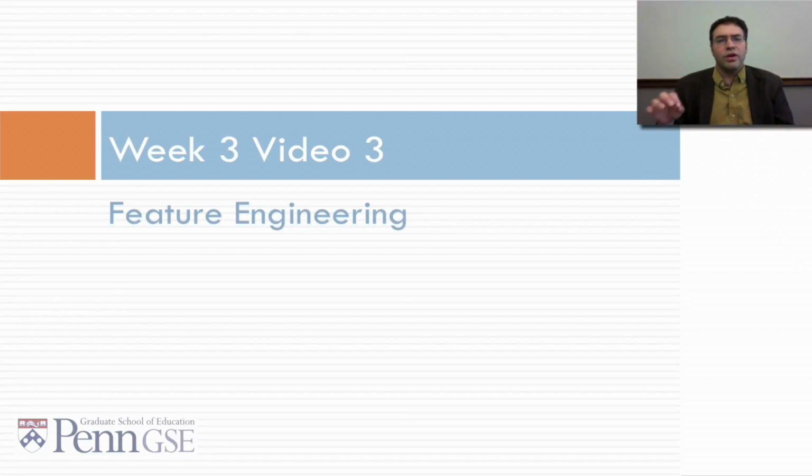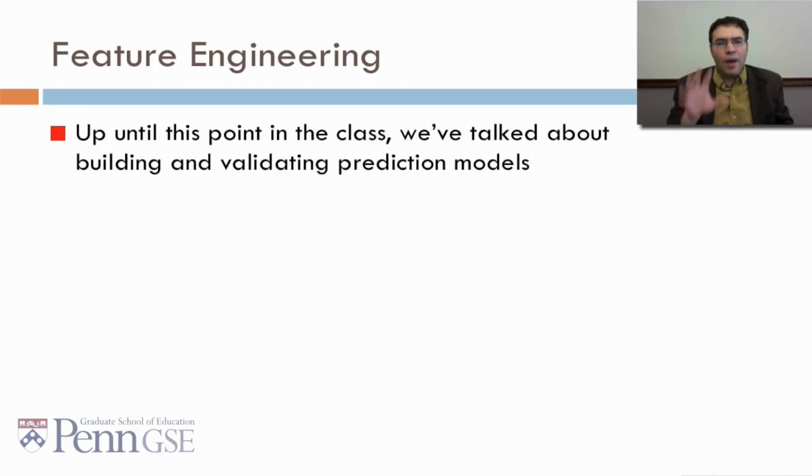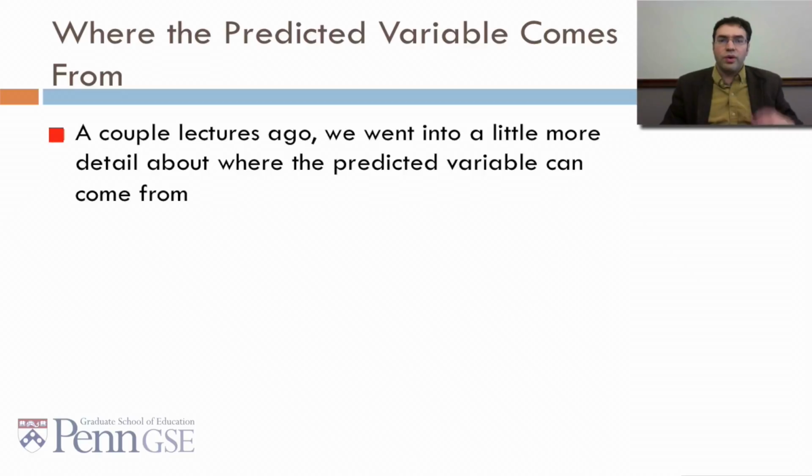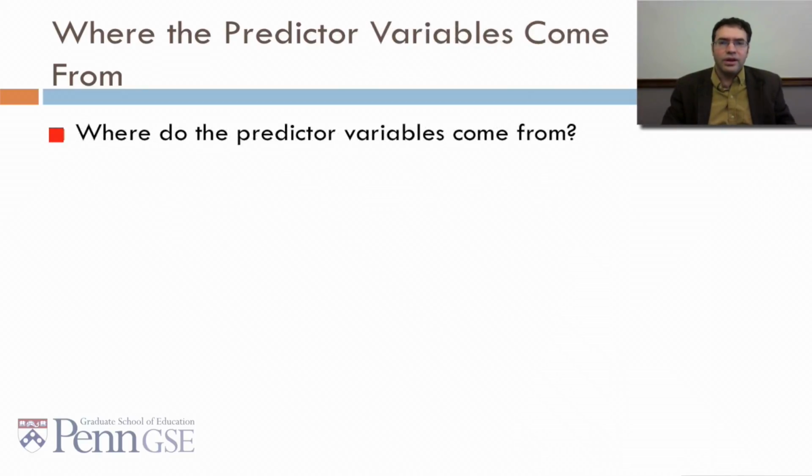Welcome to the third video of the third week of our class on feature engineering, one of the most important and least studied topics in all of Big Data in Education. Up until this point in the class, we've talked about building and validating prediction models, including behavior detectors. Models that infer a predicted variable from predictor variables. A couple lectures ago, we went into a little more detail about where the predicted variable can come from. But where do the predictor variables come from?